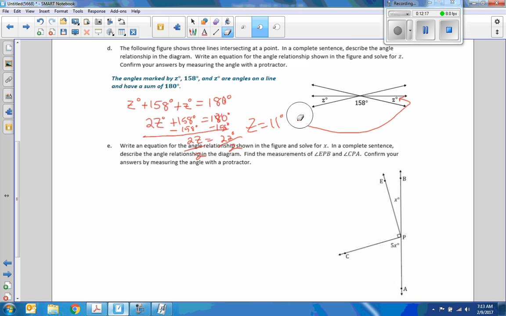But I still would like to confirm because it tells me to confirm with a protractor. So I'm going to go get a protractor. Oops. Protractor number.